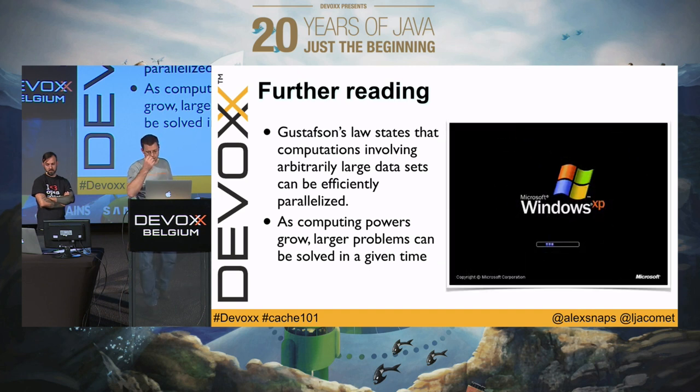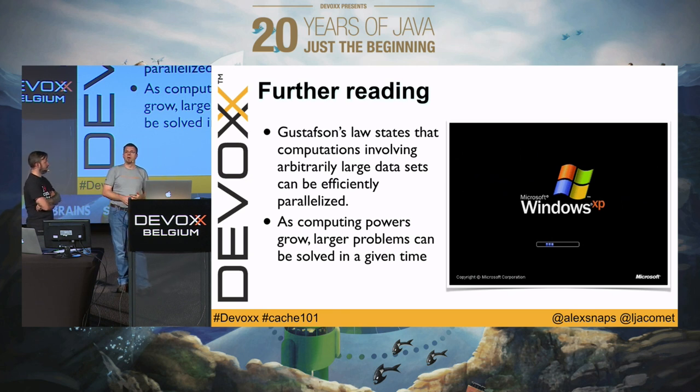And so the good analogy to understand the difference between the two laws is the boot of an operating system, where if you were to boot Windows XP, as I show here, on faster and faster CPUs, at one point it wouldn't boot any faster. But as your CPU grows, what you can do is, when you can finally log in to Windows XP, you've got way more stuff already loaded and ready to be used. So that's Amdahl versus Gustafson's laws.